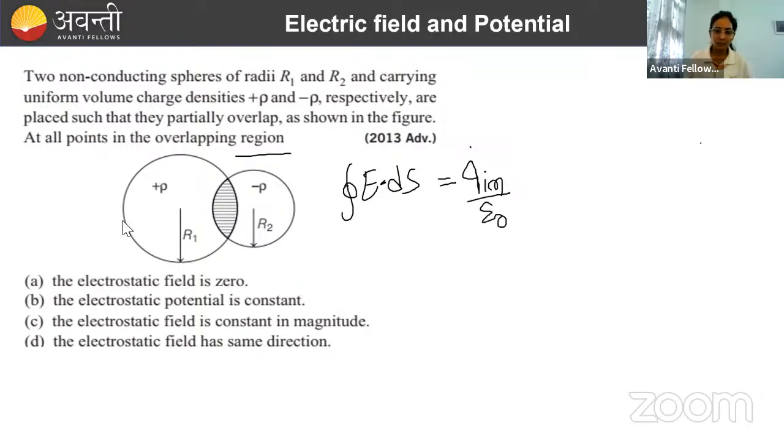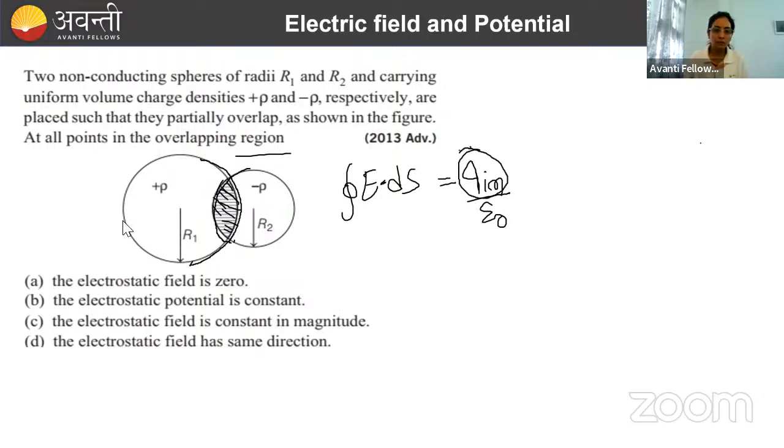If you apply this blindly, in this overlapping region, what will be the status of Q enclosed? Zero, because this portion of the sphere has minus rho density of charge, and this portion has plus rho density of charge. When they overlap, the total charge becomes zero. So Q enclosed here is zero. Does that mean the electric field will be zero? If Q enclosed is zero, definitely the flux is going to be zero.